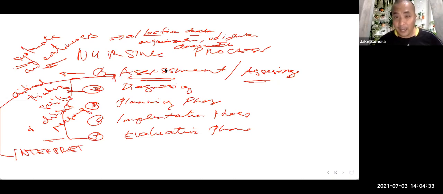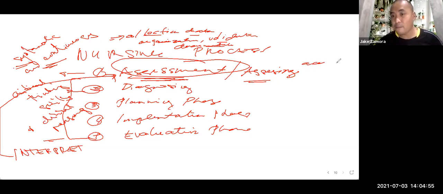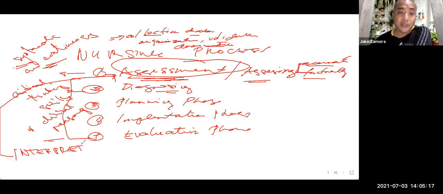So, guys, whatever is the result of your assessment will affect all the phases of the nursing process. That's why it is very important that during the assessment phase, you do it accurately and factually. Because your assessment will affect the diagnosing phase. What do we do in the diagnosing phase? We interpret the data that we get from the assessment. What data are we talking about? The subjective and the objective data.